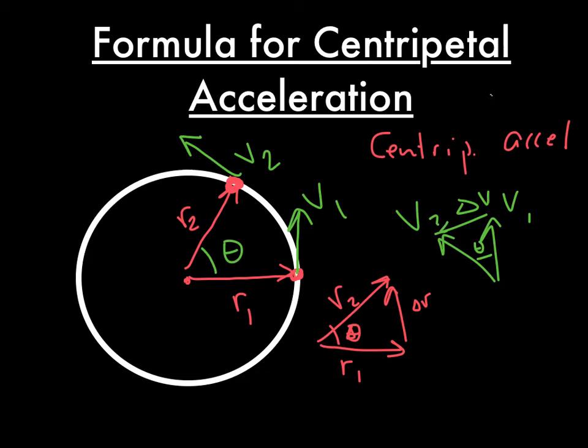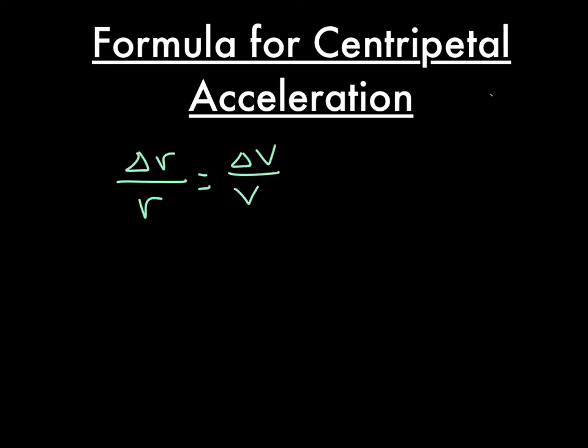So if we compare this, we get delta R over R equals delta V over V. This is just because this triangle and this triangle are similar, same angles. So if we look at these, let's divide these by time. So we'll get delta r over r delta t equals delta v over v delta t.